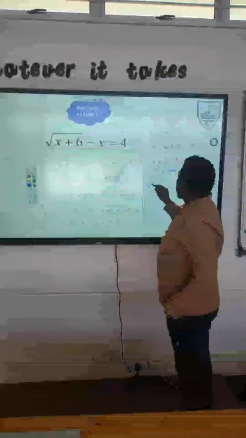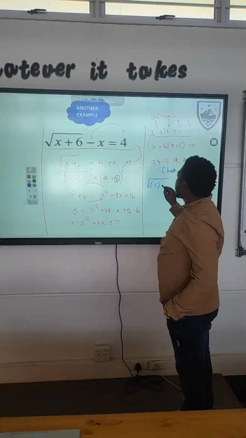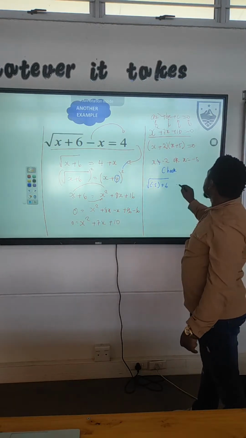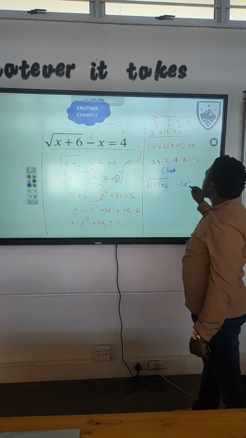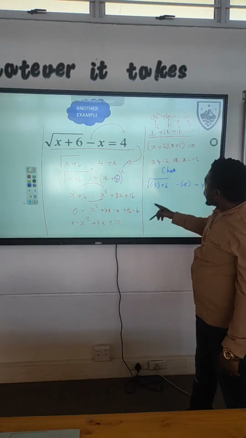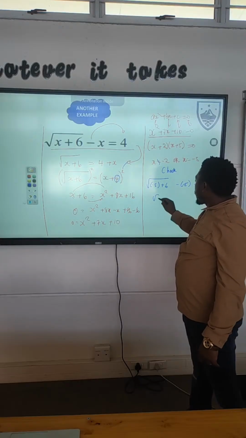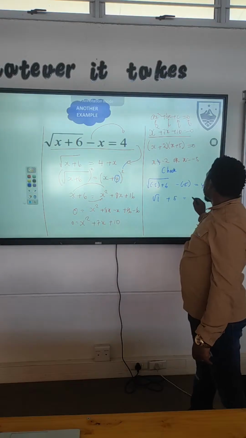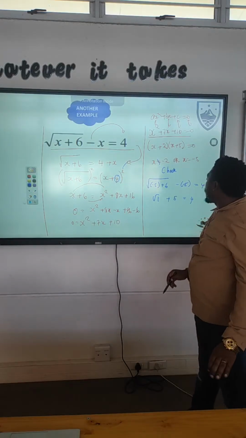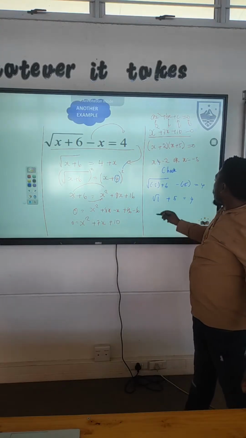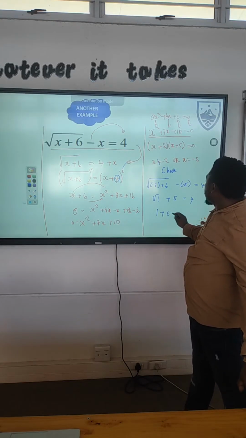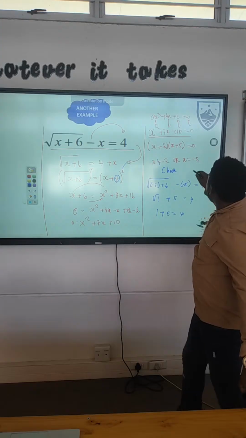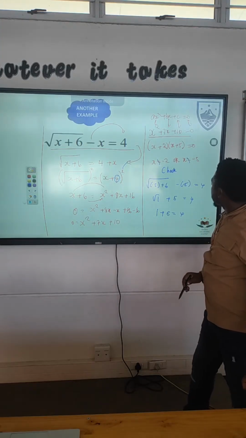So the square root of negative 5 plus 6, and then let's say minus negative 5 must give me 4. So this will give me 1. So I have the square root of 1, then plus 5 must give me 4. So this will be 1 plus 5, which will give me 4. So this is also not a solution. So both of them are not giving us a solution.